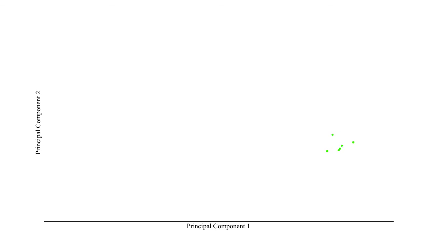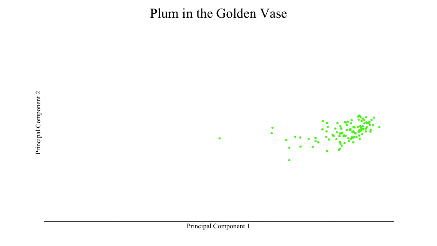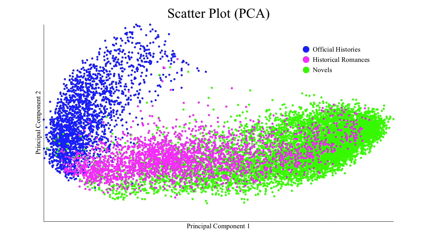We can see that, yes, this is indeed from The Plum and the Golden Vase, and that this is part of our larger data set. And this is essentially how we can use principal component analysis to study the relationships among documents based on how they use terms in different ways.